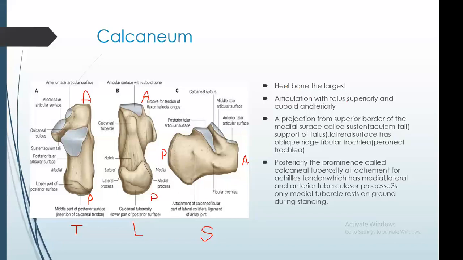The articulation with the talus is superiorly and the cuboid bone anteriorly. This is the articulation place for the cuboid bone. A projection from the superior border of the medial surface is called the sustentaculum tali, which is also the support of the talus. The lateral surface has an oblique ridge, the fibular trochlea, which is also called the peroneal trochlea.